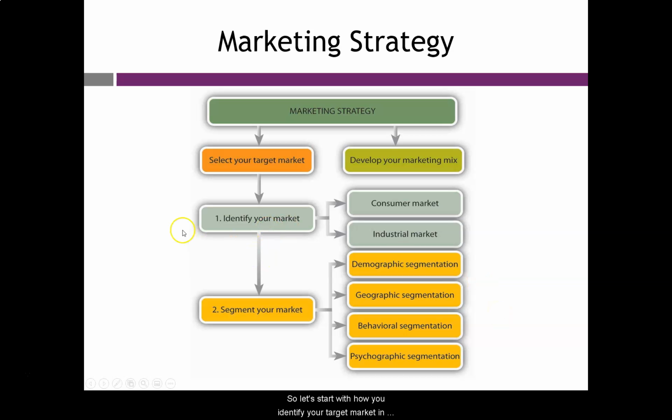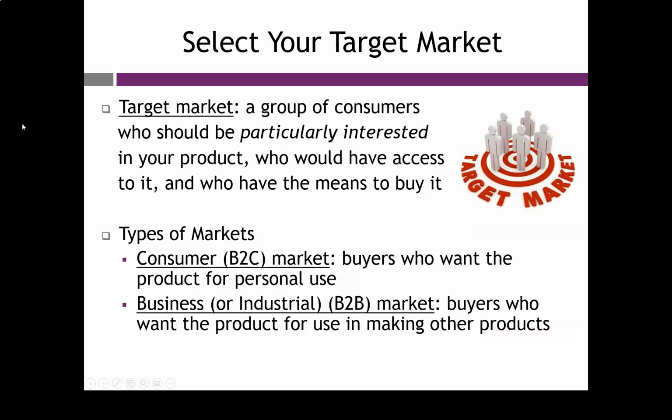And we're going to talk about how you do both of those things. So let's start with how you identify your target market in the first place. Well, let's start with, what is a target market? There is a pretty good definition of a target market. It's the group of consumers who should be particularly interested in your product, who have access to it and the means to buy it. So let's break that down a little bit, starting with the definition. Who have access to it and the means to buy it.